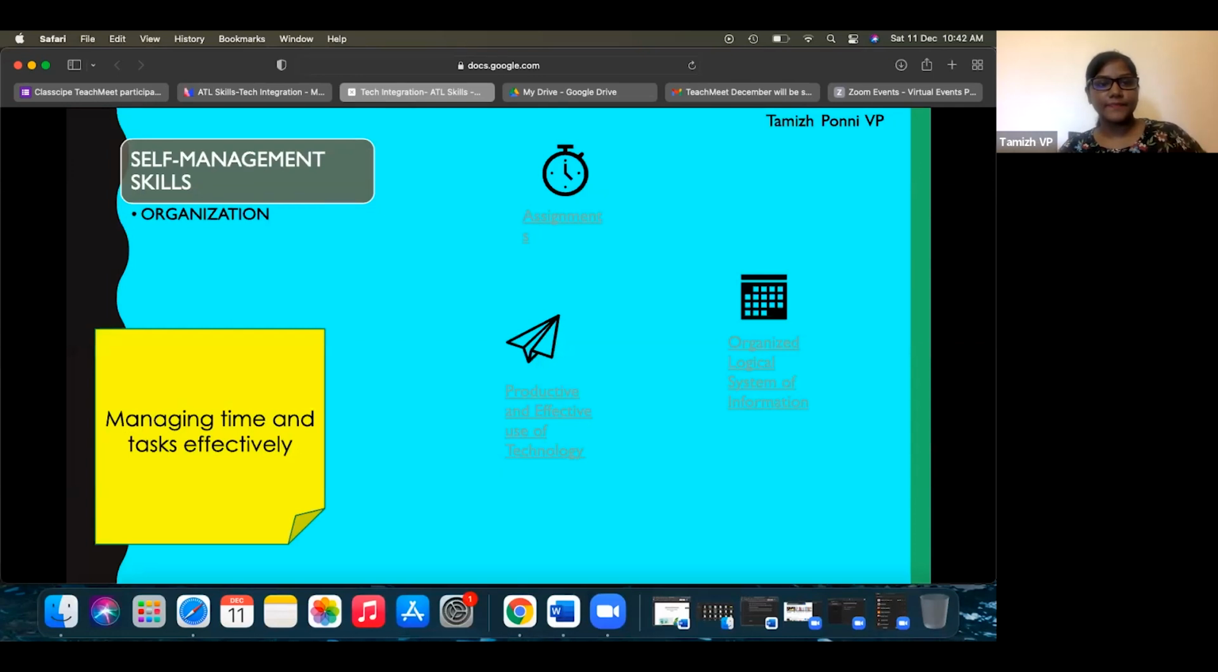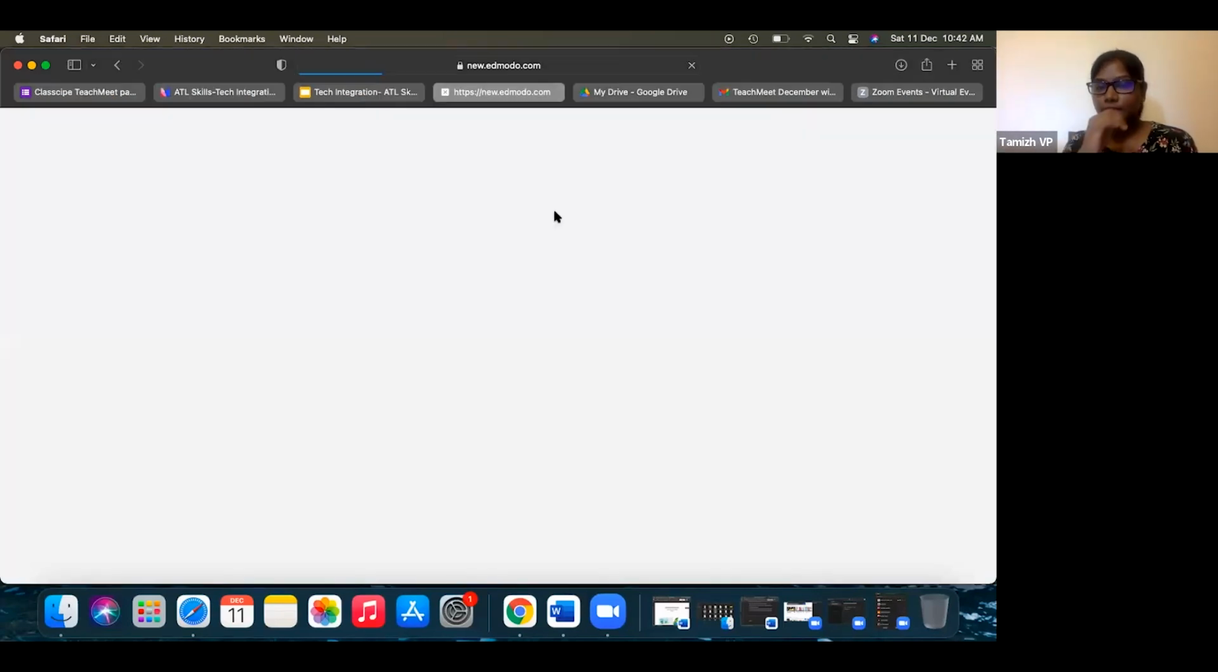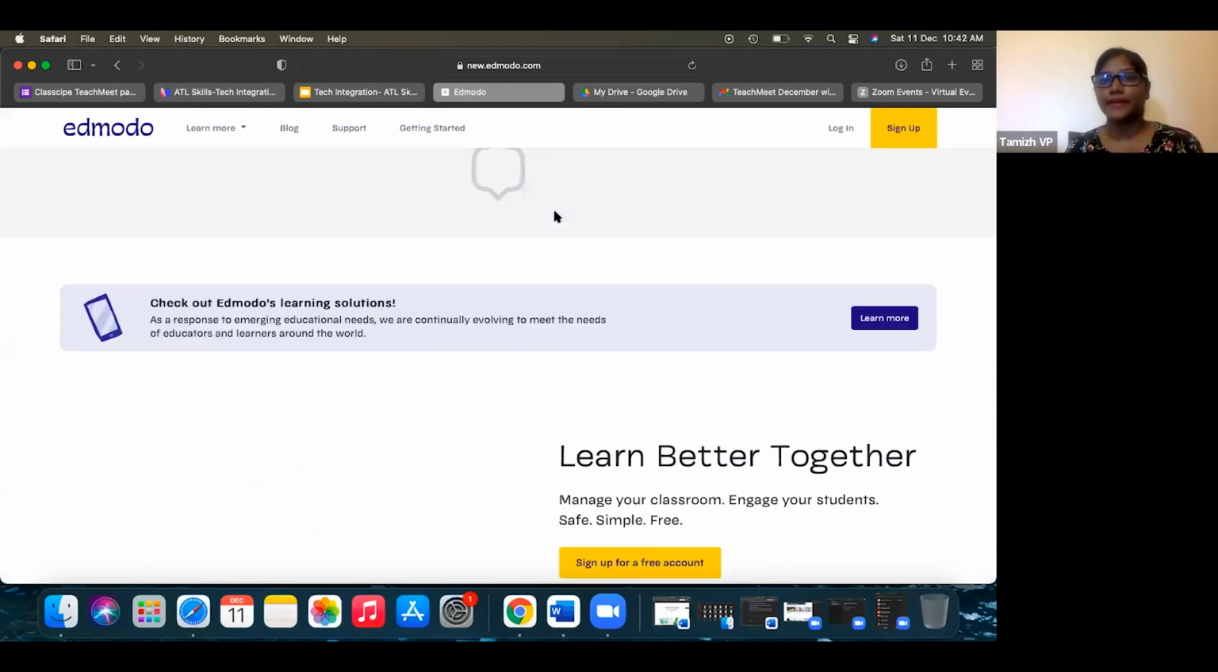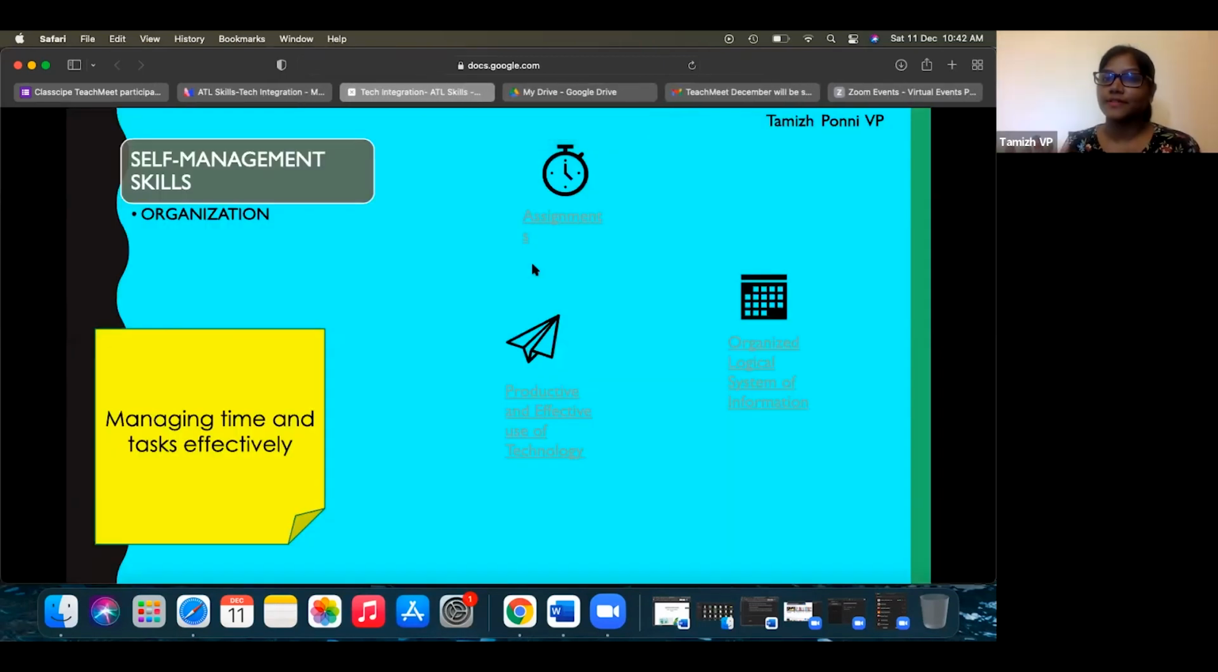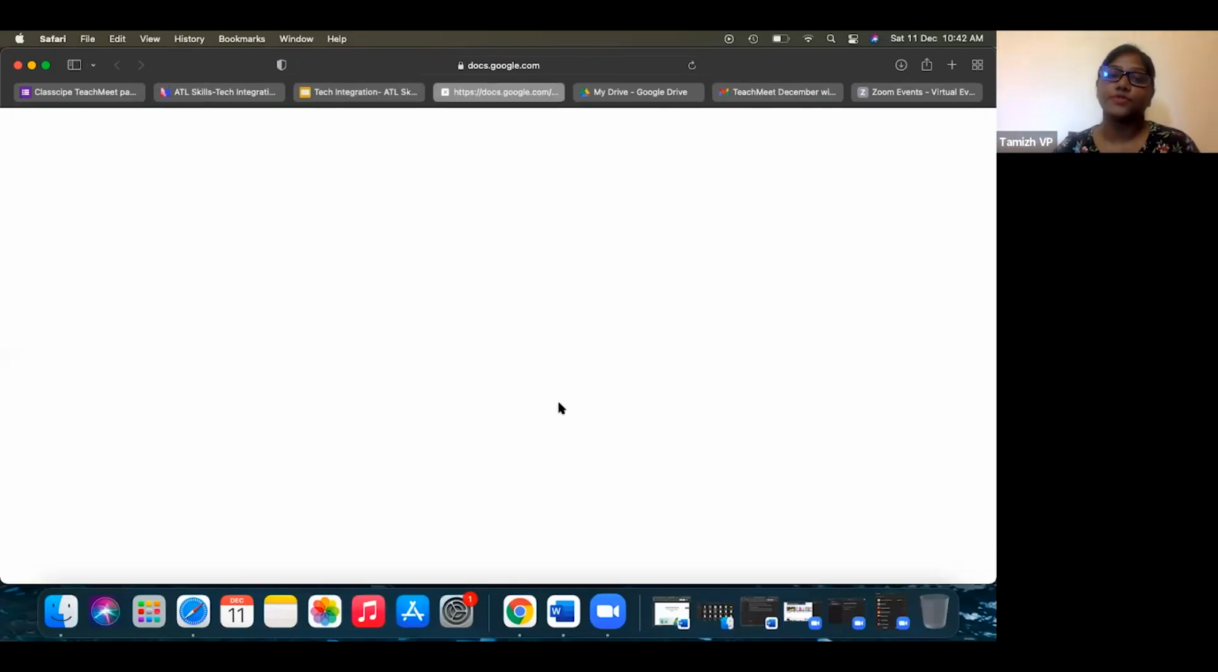Self-management skills. This is again very important. Now we used a classroom management tool called Edmodo. I don't know if many schools do use it. In case you haven't started, it's a free tool. It connects teachers, students, and parents together. So we post assignments, we post homework, we conduct formative assessments, quizzes, everything in this one place. All the resources related to the lesson, everything happens on Edmodo. It's like a digital classroom for us. And that way students learned how to organize their resources properly in one place. And then productive and effective use of technology.